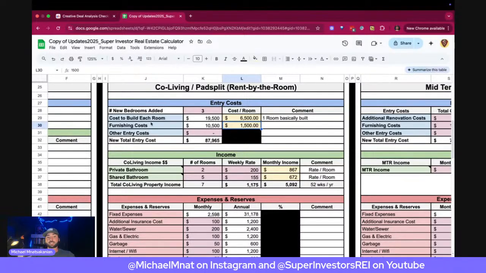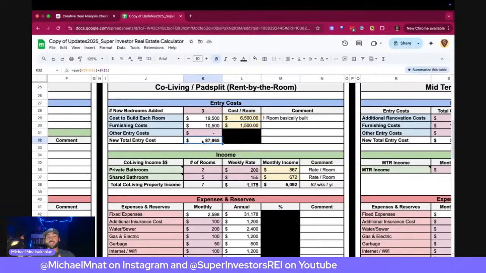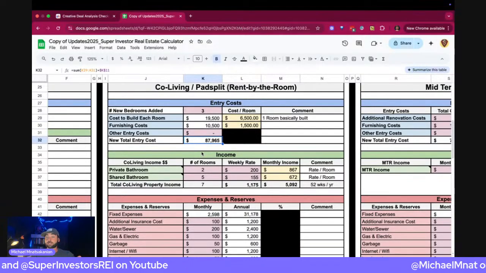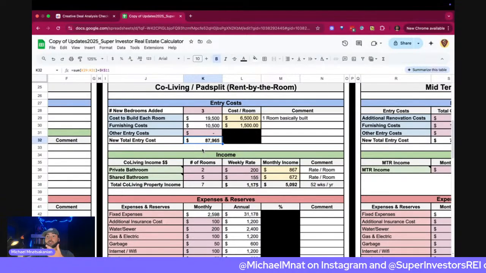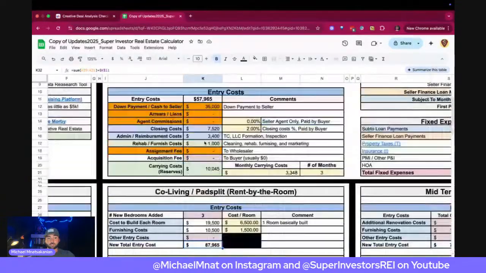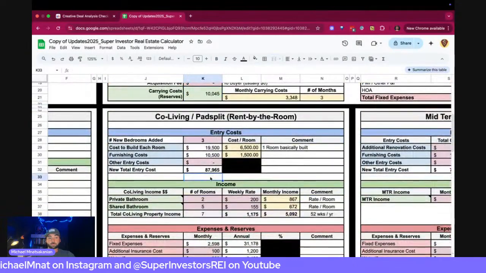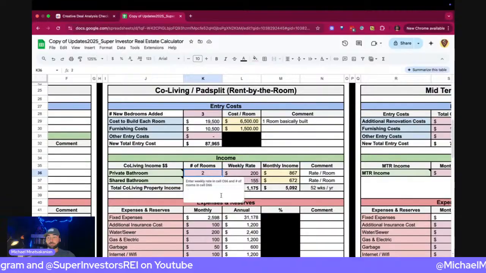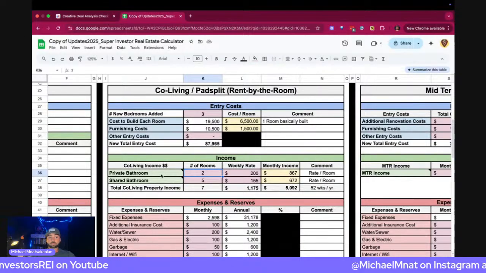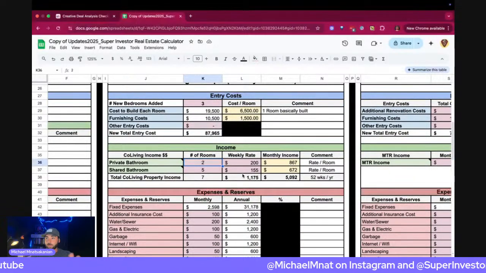So in total, with these additional renovations and furnishing costs, we're looking at $87,000 entry. So right around $90,000 entry to get into this deal, to acquire it, to renovate it, to furnish it, and some reserves, right? We said there's some reserves here of $10,000 roughly, 3 months of payments. All right, so now we need to look up the income for private bathrooms and shared bathrooms. And why do I break it up that way? Because that's exactly the way it's broken up on PadSplit.